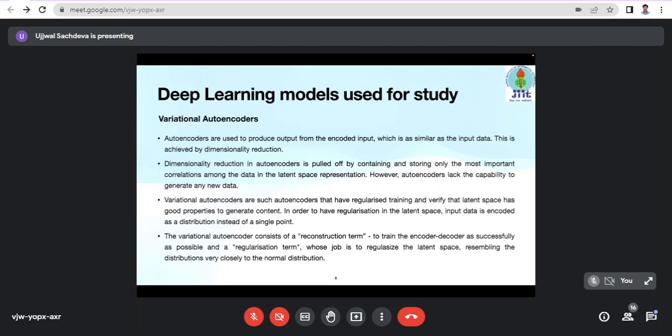Variational autoencoders are autoencoders that have regularized training and ensure that the latent space has good properties to generate content. In order to have regularization in the latent space, input data is encoded as a distribution instead of a single point. The variational autoencoder consists of a reconstruction term, which is to train the encoder-decoder as successfully as possible, and a regularization term, whose job is to regularize the latent space, resembling the normal distribution very closely.